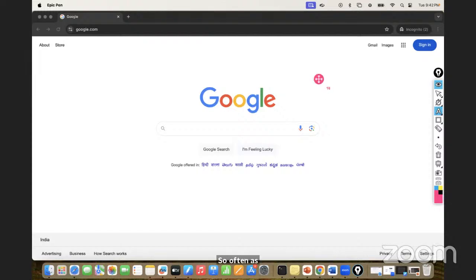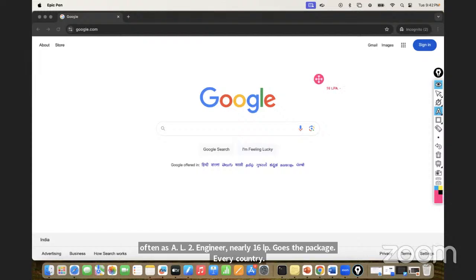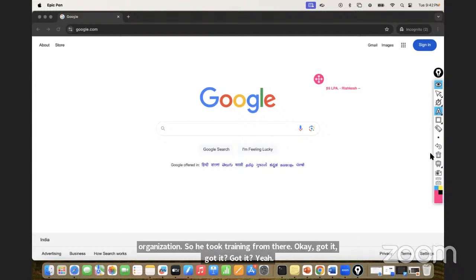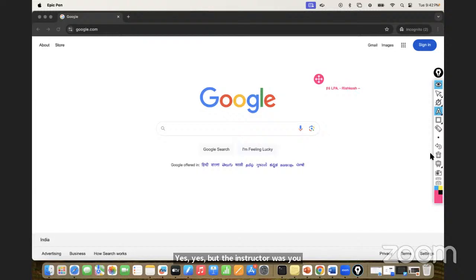What's the name? I forget. ऋषिकेश जगदाले, at that time you are I think part of some different organization. Okay, what's the name? Is it Ritesh or ऋषिकेश? Oh, ऋषिकेश. I believe I was in a different organization, so he took training from there. Okay, got it. But the instructor was you only. Yes, I know, I can remember him. He's very nice. I love to talk to him because he's really going to get a good package. He's doing great, so I'm really happy for that.